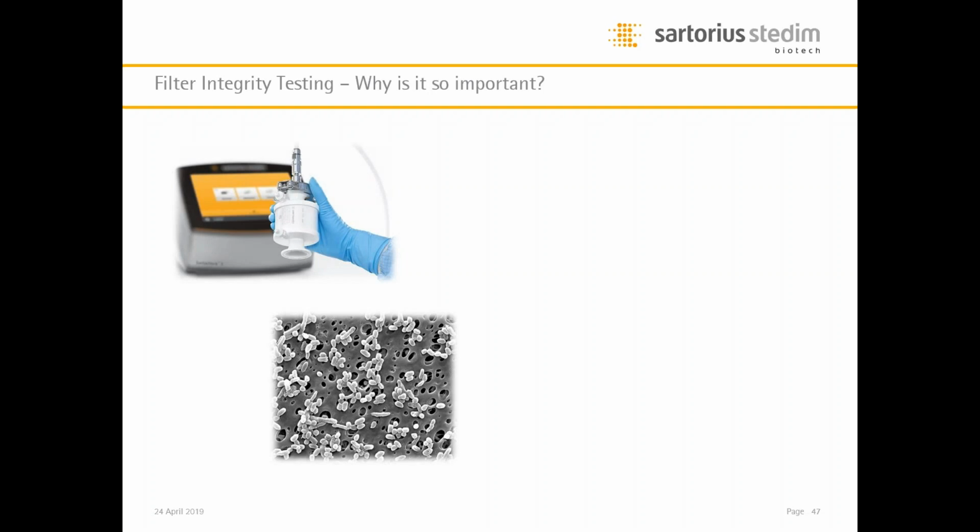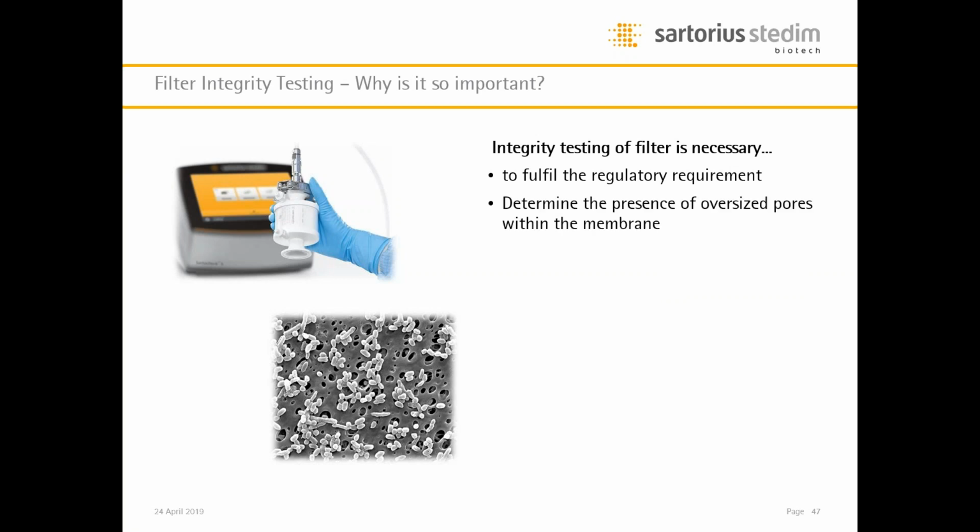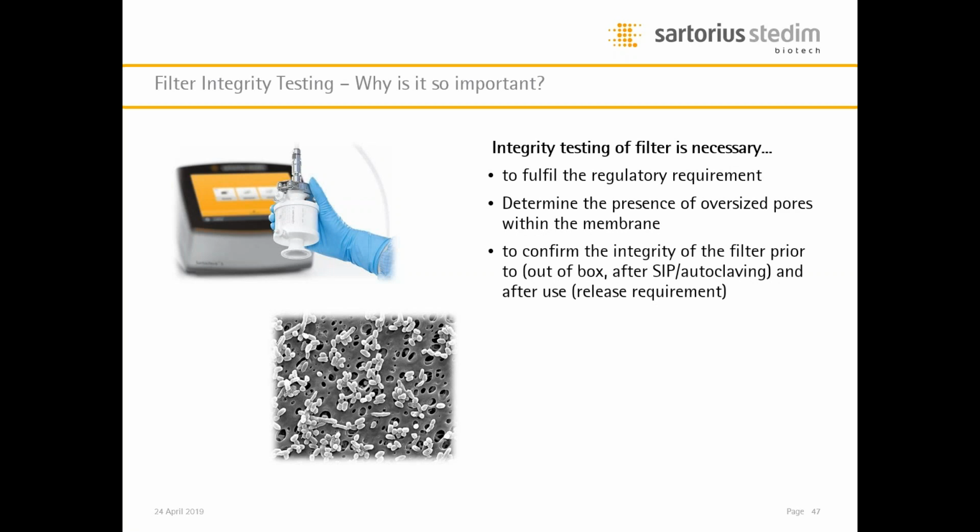So, coming to the end of this talk, what about integrity testing? Integrity testing, of course, is enormously important because you will not have a chance to see all the membrane defects. Once a filter, for example, has fallen down to the floor, nobody will be able to tell you if the membrane is still intact, yes or no. So you have to fulfill regulatory requirements. You have to determine the presence of oversized pores within the membrane. You have to confirm the integrity out of the box, prior to and after use. And this not only detects membrane defects, but also tests the complete system, so the housings, the tubes, O-rings, etc.